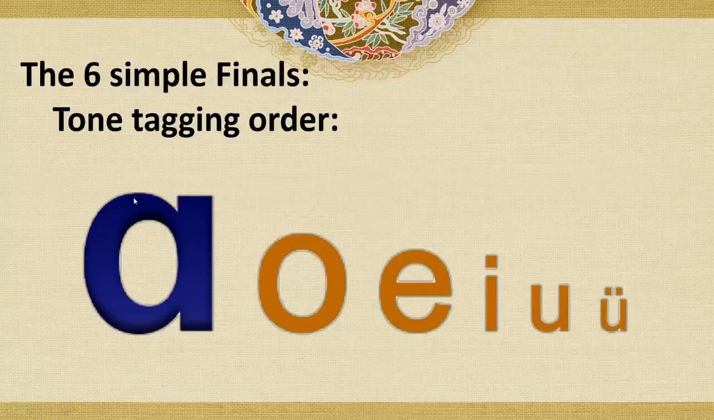And also we have to remember this order. A, O, E, U, Y. Why? Because it is the tone marking order. I will tell you how to use it when we talk about tones. And now, let's learn A first.